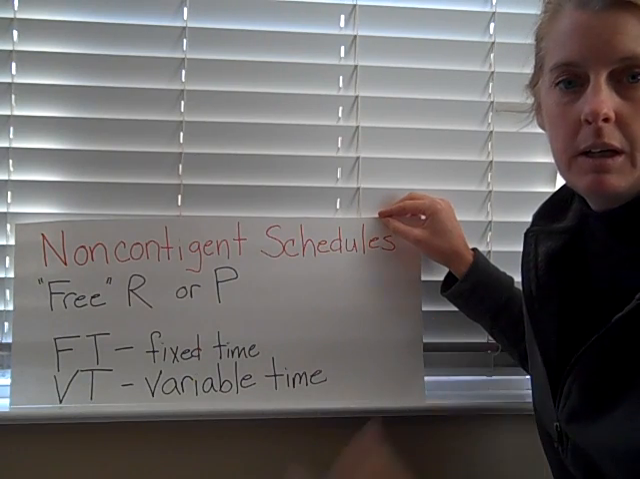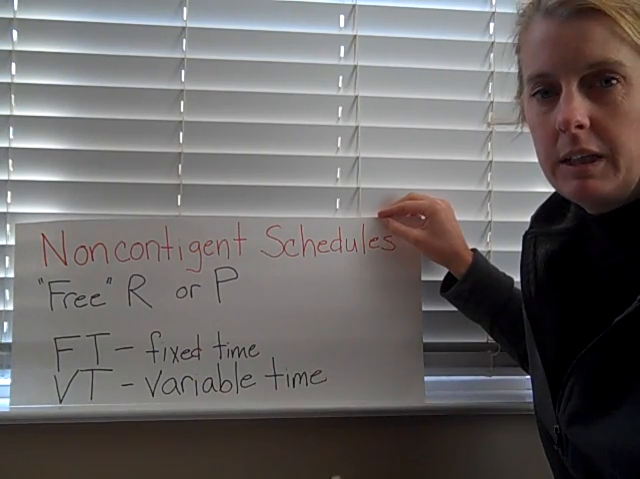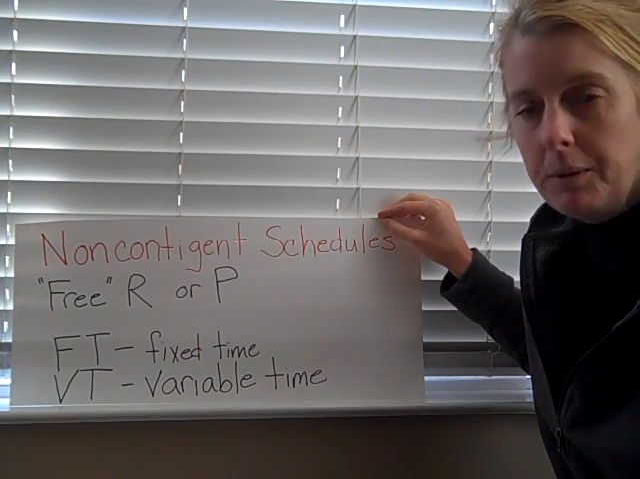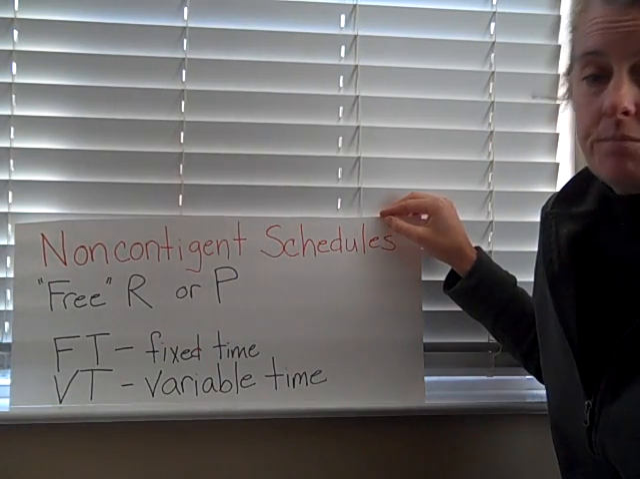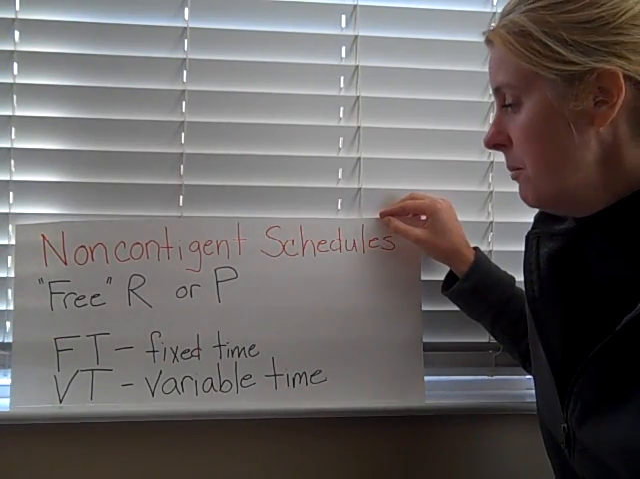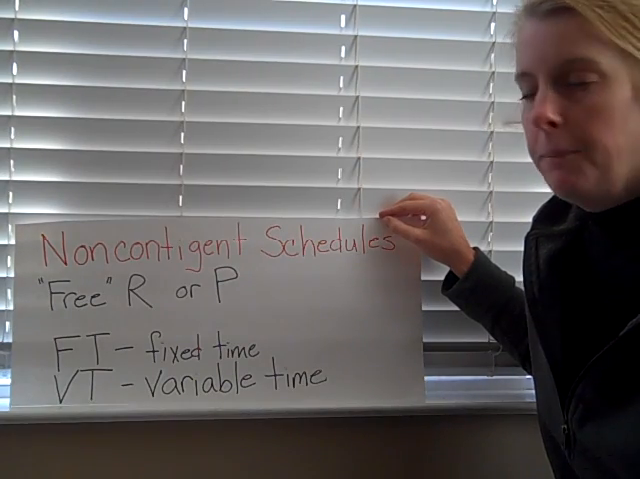Variable time would be, again, just things that happen periodically. You don't have to do anything for it to happen. Nice things that just kind of occur in your life, but at an unpredictable time. Okay?